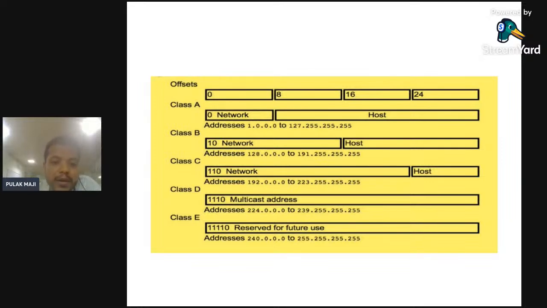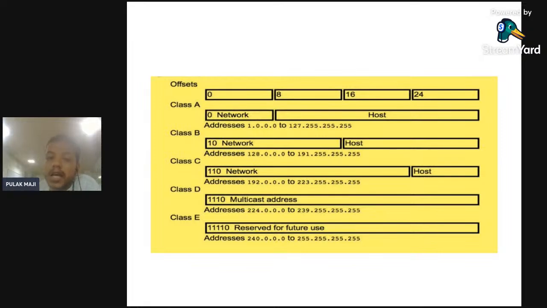What are the class B IP addresses? The class B range is 128 to 191. Now you can ask one question: sir, how can we find out these ranges? I will show you how. This is not static, we can find these out, but first of all see, then I will show you. So first, what is the range of class B? 128 to 191. Then what is the class C range?